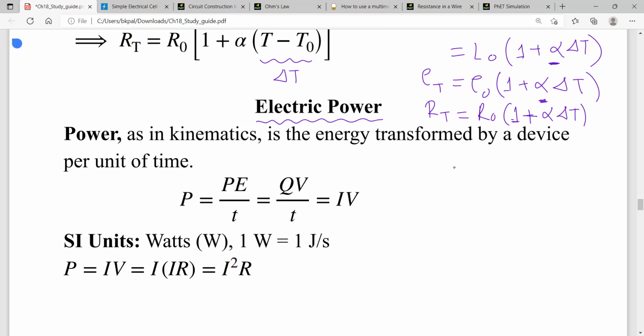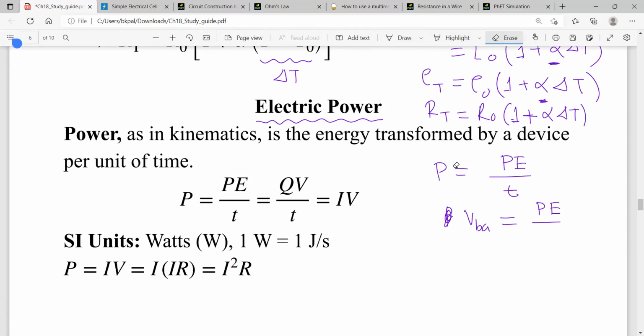All right, the next one is the electric power. Power you already learned in physics 1, and similar to physics 1, it is the energy transformed by a device per unit time. Here, energy transformed basically means the electric potential energy transformed, and we can write it as PE. So power is equal to potential energy change per unit time. In the electric potential chapter, you learned that the potential difference is related to the potential energy by this equation.